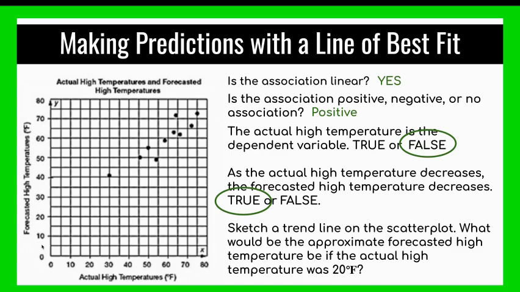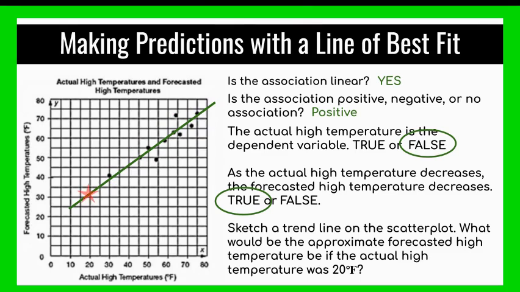And it says sketch a trend line, that's a line of best fit, on the scatter plot. And what would be the approximate forecasted high temperature if the actual high temperature was 20 degrees Fahrenheit? So to sketch that line, I'm going to draw a circle around my points, and I'm going to draw a line straight through the middle of the graph. So here is my line of best fit or my trend line.